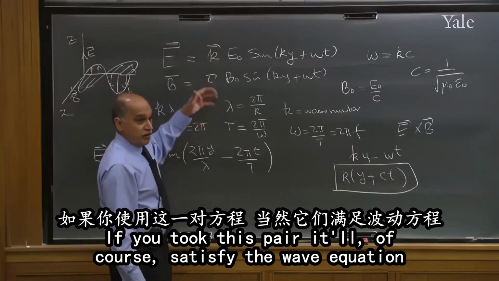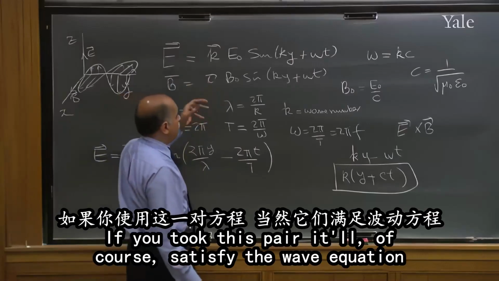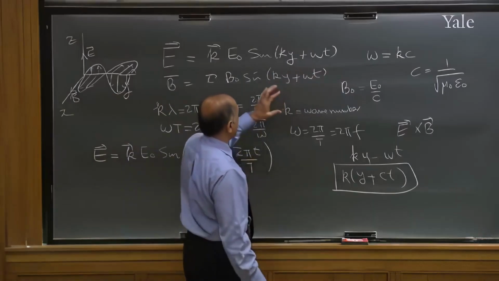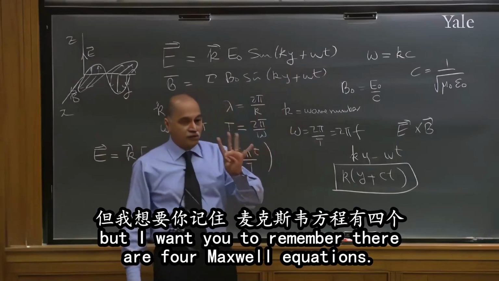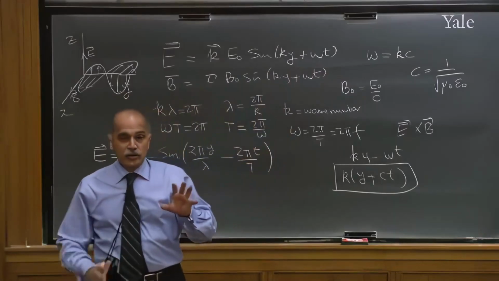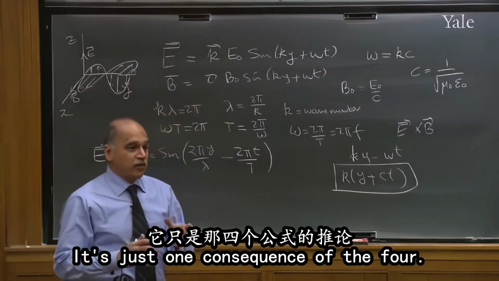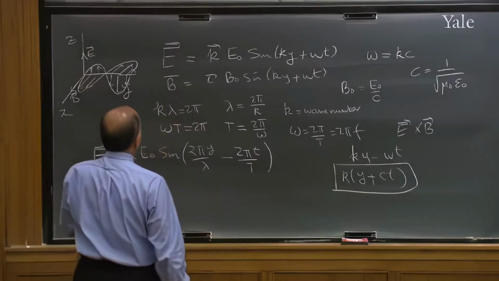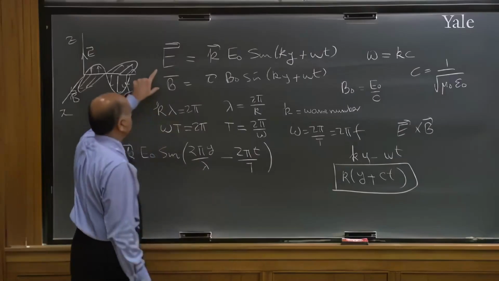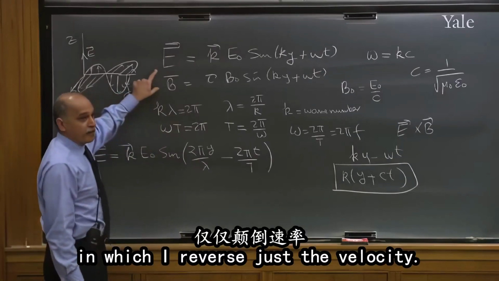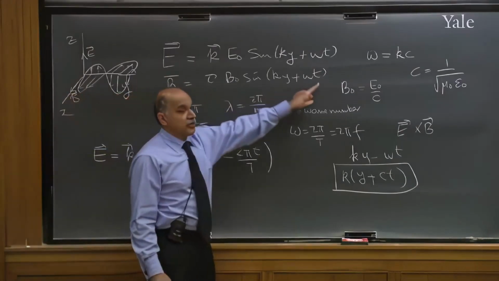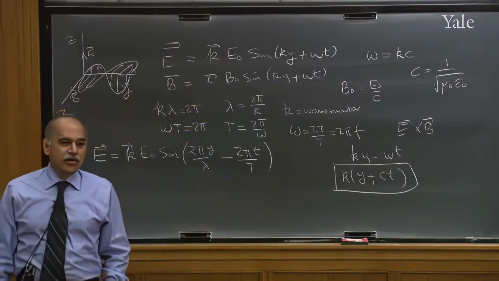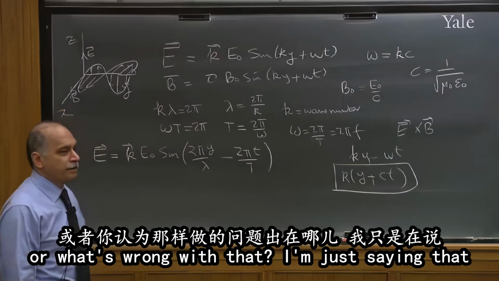If you took this pair, it'll, of course, satisfy the wave equation, because any function of y plus ct will satisfy the wave equation. But I want you to remember there are 4 Maxwell equations. You jiggle them all, you get the wave equation. It's just one consequence of the 4. You've got to satisfy all the Maxwell equations. And some of them won't be happy with this choice, in which I reverse just the velocity. Can you think about what's the way to fix that, or what's wrong with that?